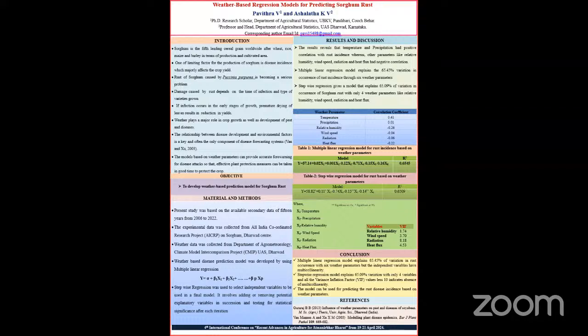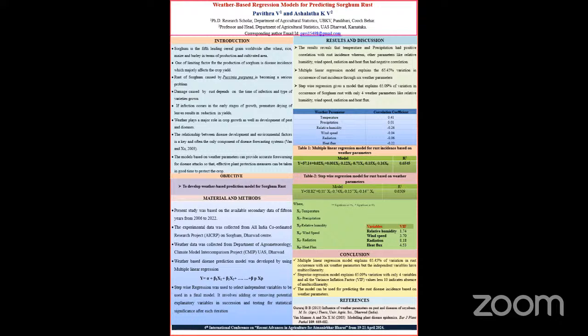So what is stepwise regression, Pavitra? Ma'am, in multiple linear regression we have considered so many variables. Some variables may be non-significant also, and so many variables are there. So we need to reduce the number of variables and consider only significant variables, which are significantly contributing to the disease incidence. So we use stepwise regression, ma'am. Like first we consider variables.